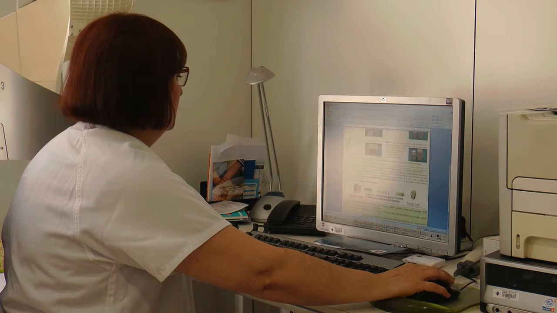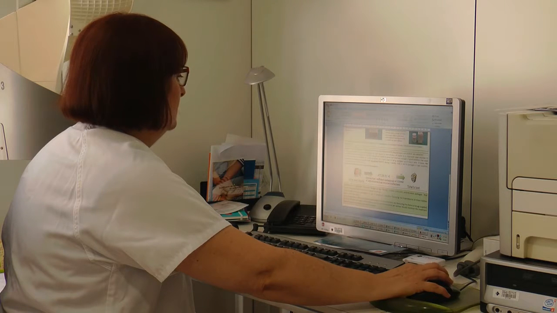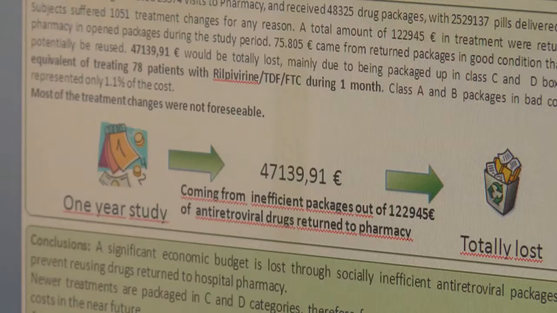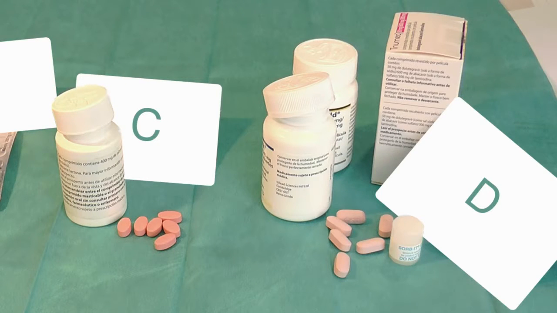We have classified all the current antiretroviral specialties depending on their social efficiency as supplied in Spain, United Kingdom, and USA. US packaging shows a greater share of Class C and D bottles compared to Europe. Unfortunately, newer drugs are being packed in Classes C and D, so the hidden cost would be maintained.